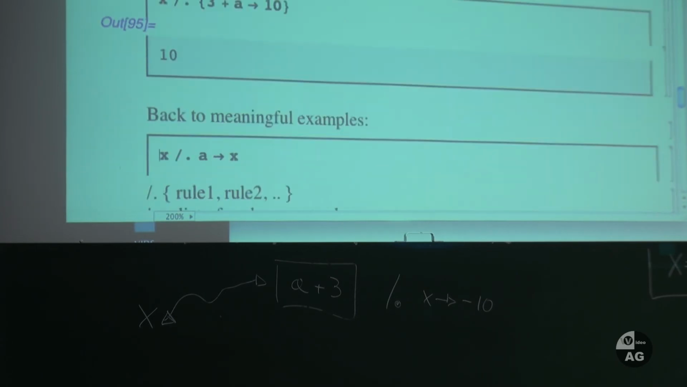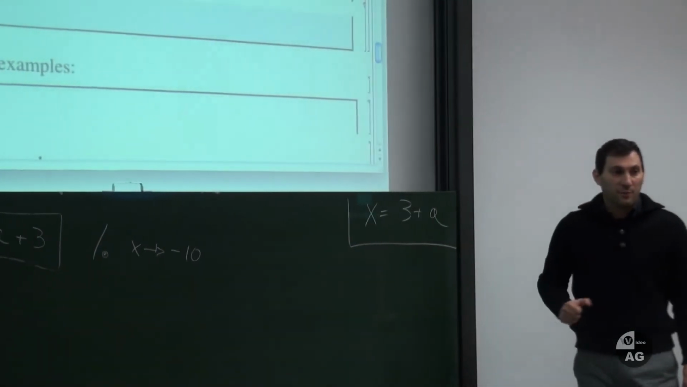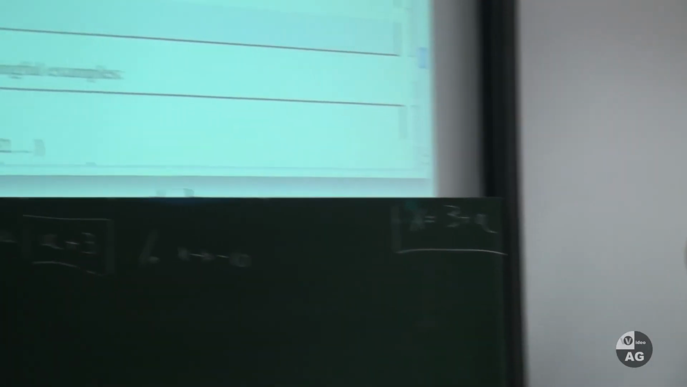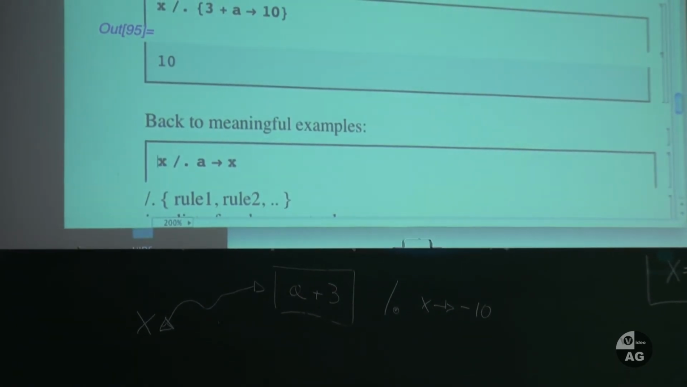Back to meaningful examples. x. So x, we are back here. x is 3 plus a. And I am replacing a with x. What's the output? So I'm not trying to trick you. This is all predictable, and that's the way of actually performing these replacement rules. So what do you think the output is?